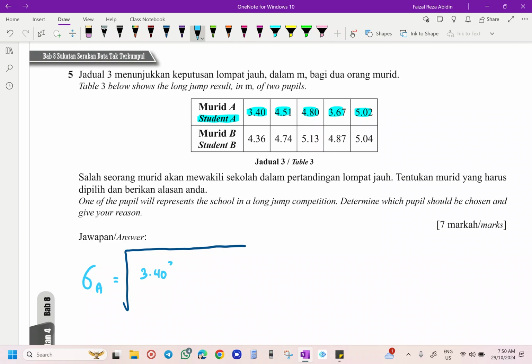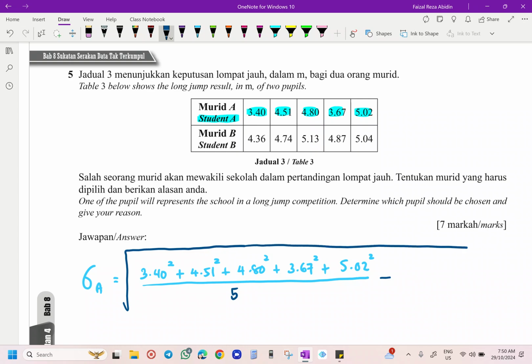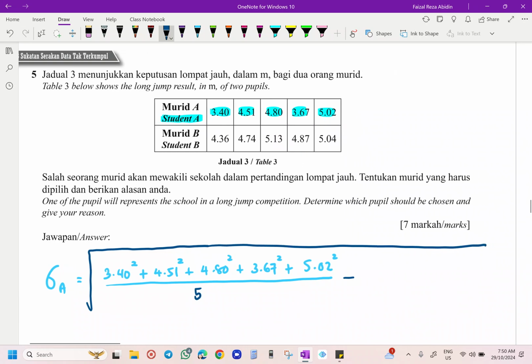3.4 square plus 4.51 square plus 4.80 square plus 3.67 square plus 5.02 square. Divide by how many data we have there? You have 5. Then if you look at our formula, you are going to minus what? Just now your friend said mean. How to find the mean?